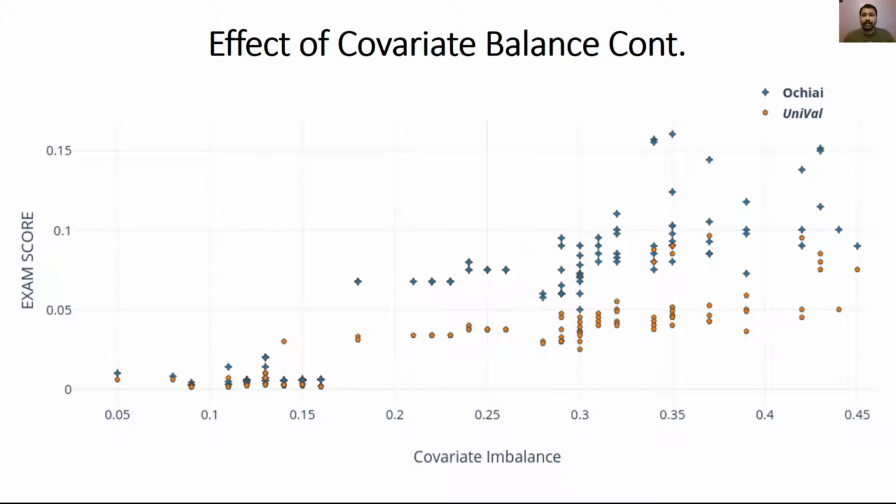This is consistent with our previous results indicating that covariate balance is associated with lower estimation bias in observational studies. However, it is evident in the figure that when the covariates are imbalanced, the cost of fault localization with Unival is usually lower than with Ochiai. This is due to the fact that Unival adjusts for confounding and therefore mitigates the effects of covariate imbalance.